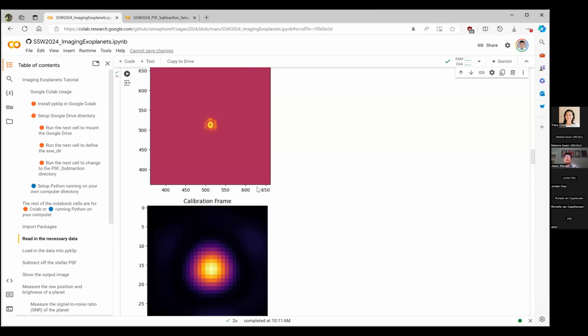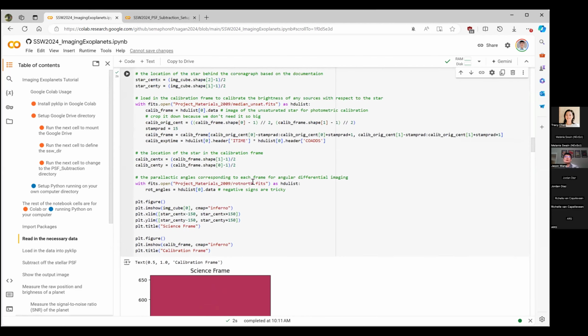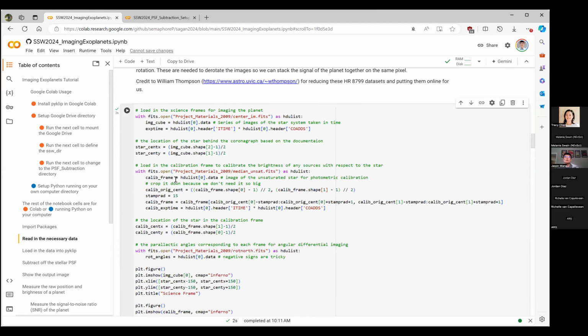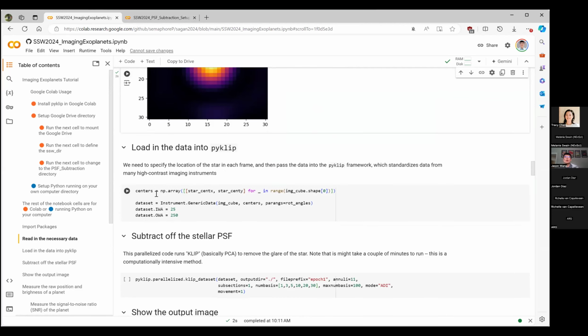Okay, so once we read in the data from these FITS files into NumPy arrays, the next step is to load those NumPy arrays into pyklip. So that's all done here. So we've created a dataset object in pyklip. This dataset object will contain all the input data, all the output data. So it is kind of like the central dataset that gets passed around in pyklip.